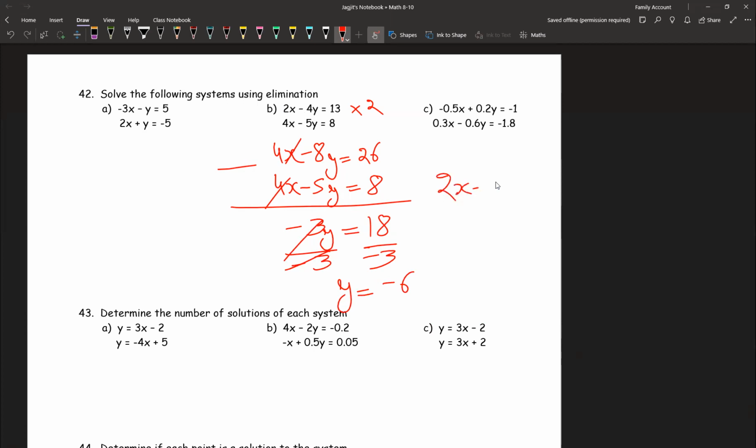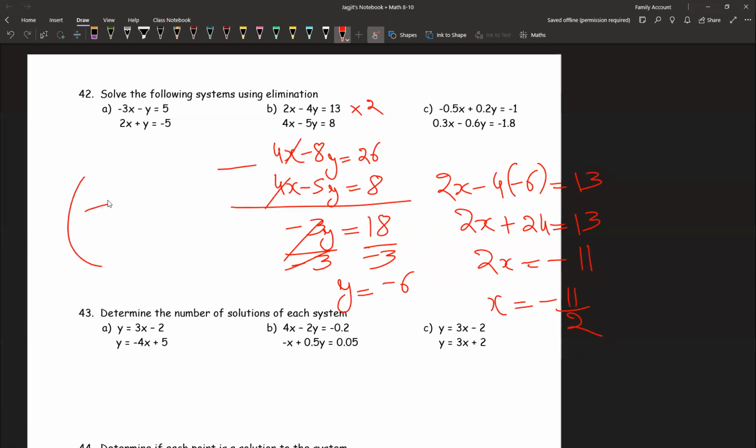So 2x minus 4 times y, which is that, is equal to 13. So 2x plus 24 is equal to 13. 2x is 13 minus 24, which is going to be minus 11. And divide both sides by 2. So x is minus 11 over 2. So your solution is minus 11 over 2, comma minus 6. Simple.